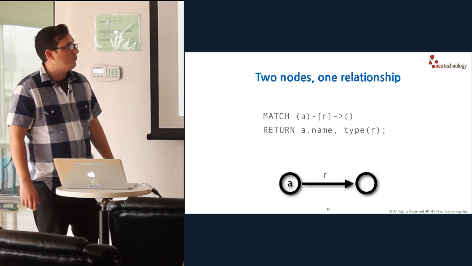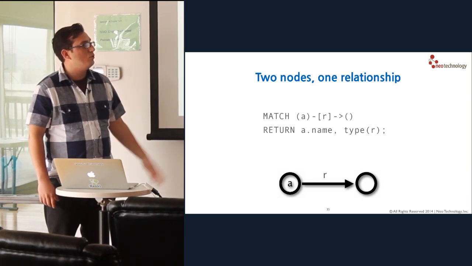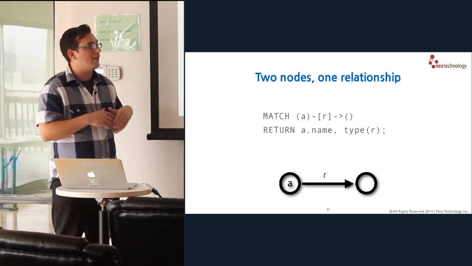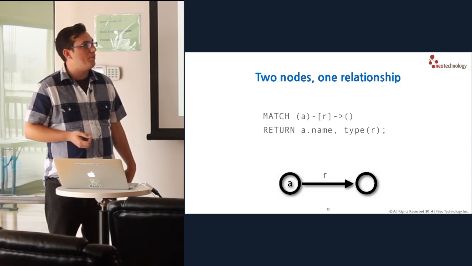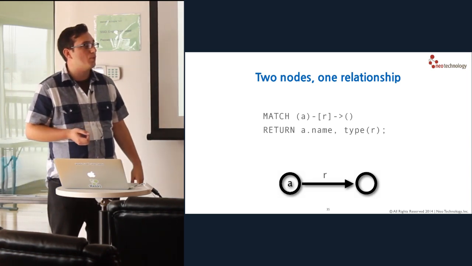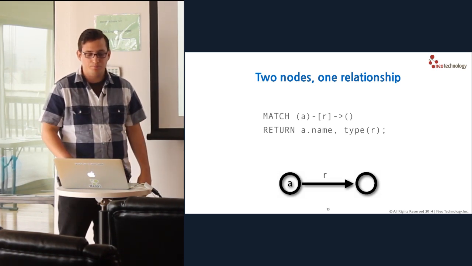So here we have 2 nodes and 1 relationship again, and here we're matching A is directed to some other node. We're not specifying the node because we don't need to use it or return it, so we're just saying we want this pattern, and then to return back A, and then the property name, and then we're using a function in Cypher called type, which works around relationships, which actually returns you back the name of the relationship.